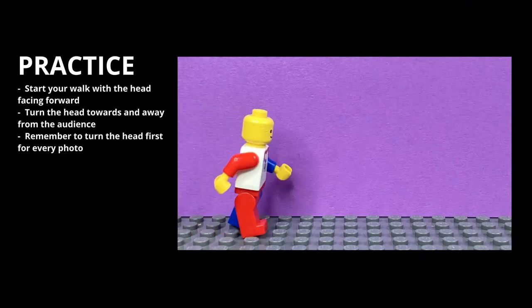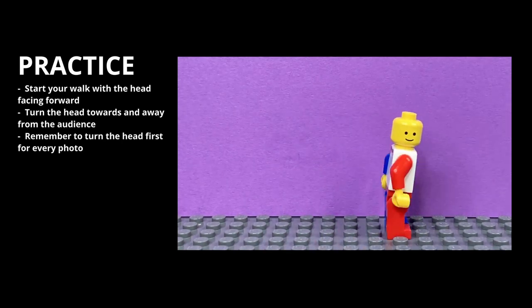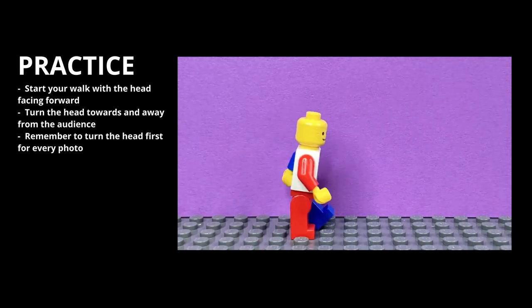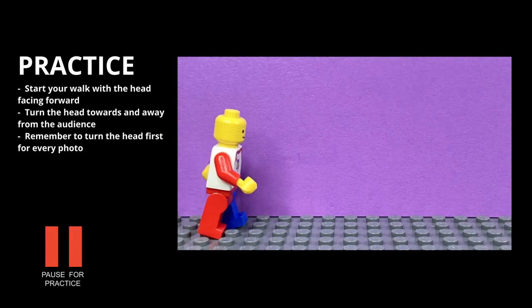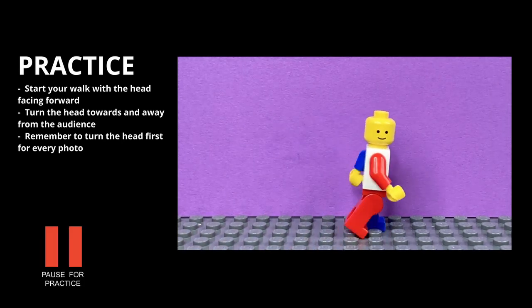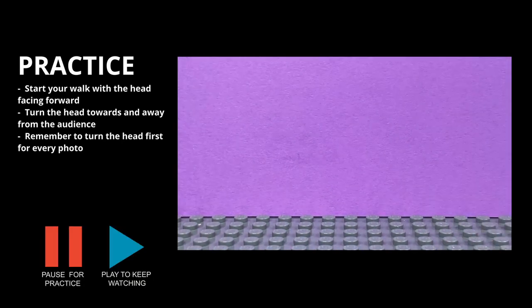For your practice, start your walk with the head facing forward. Turn the head towards and away from the audience. And remember to turn the head first for each photo. Now press the pause button so you can do the practice work. When you're done, press play to keep watching the video.